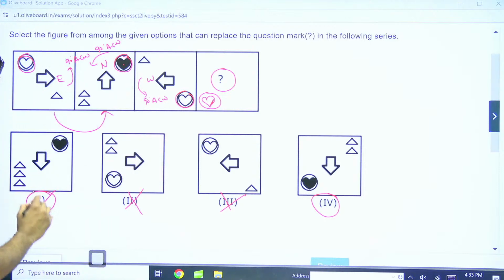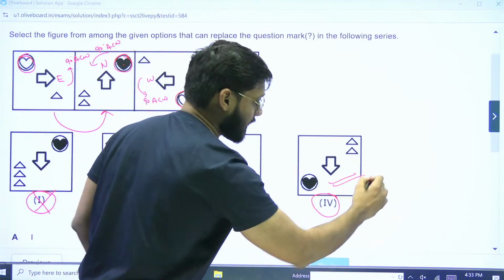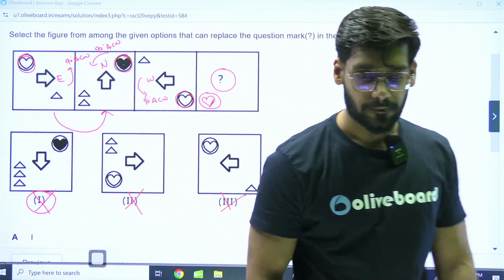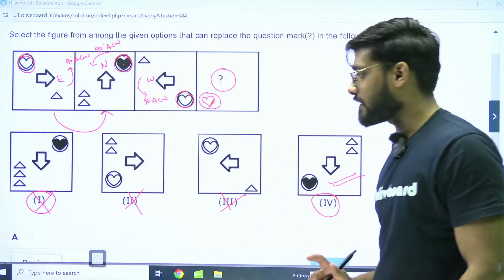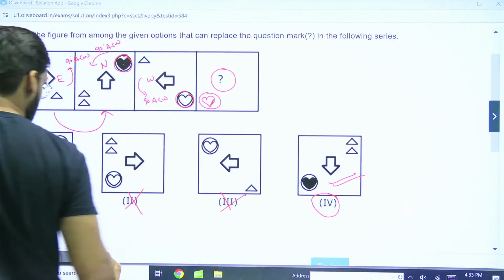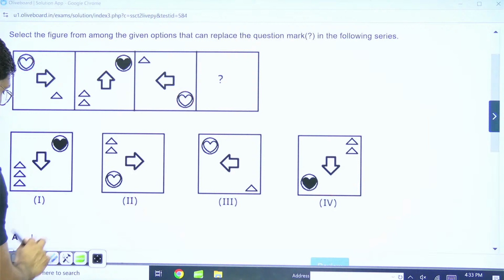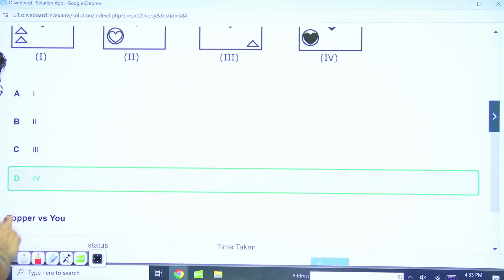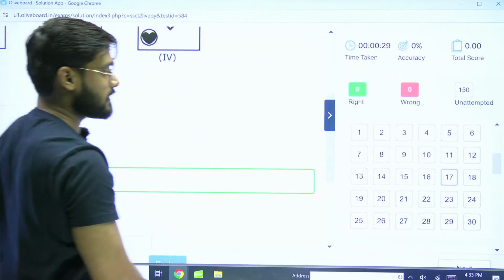So the first is also wrong. Only the 4th is the right answer. Let's mark the 4th image, which is given in option D. D is the right answer. Next, the 18th question.